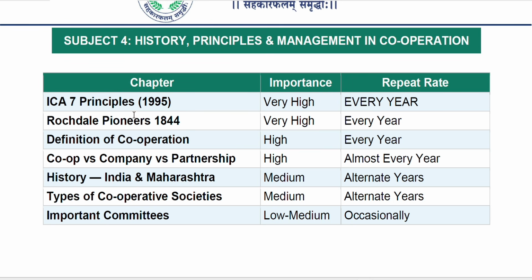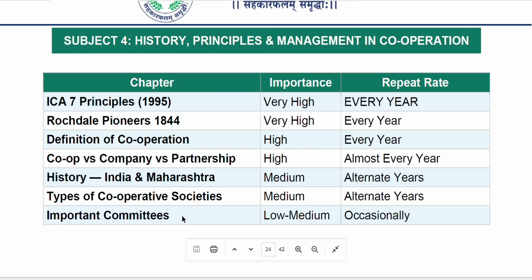Subject number 4, history, principle and management in cooperation. Important chapters with their importance and frequency asked every year. ICA 7 principles 1995, every year it has been asked. Rochdale Pioneers 1844, definition of cooperation. Cooperation versus company versus partnership, difference between them. History of India and Maharashtra. Types of cooperative societies, important committees.